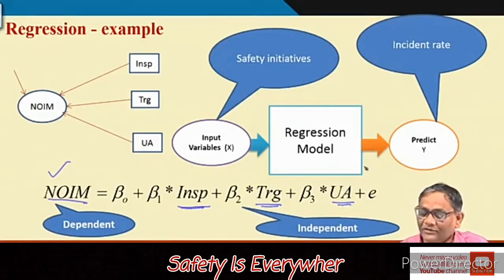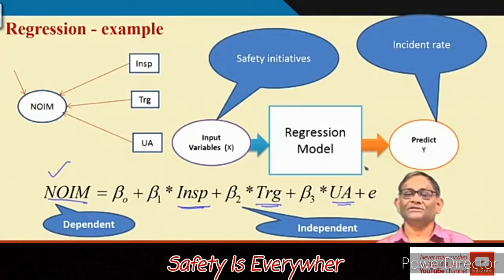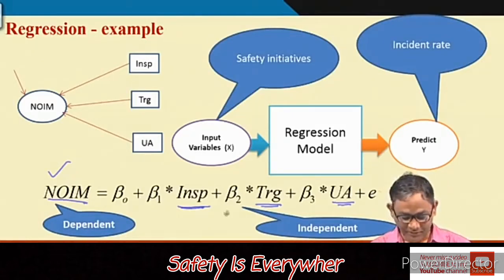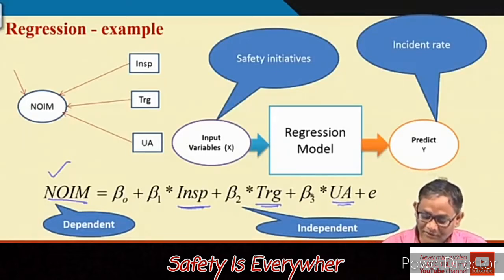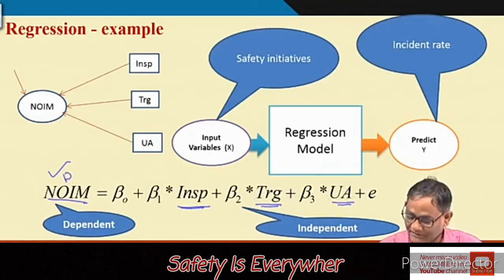And also, if unsafe acts are more, then there is a chance that the NOIM will be more. If unsafe acts committed are fewer, then that will be lower. Maybe we are assuming that these three are independent, but training and unsafe acts may have some kind of correlation, but for the time being we are assuming that they are independent. So, this is dependent and each of them is independent.